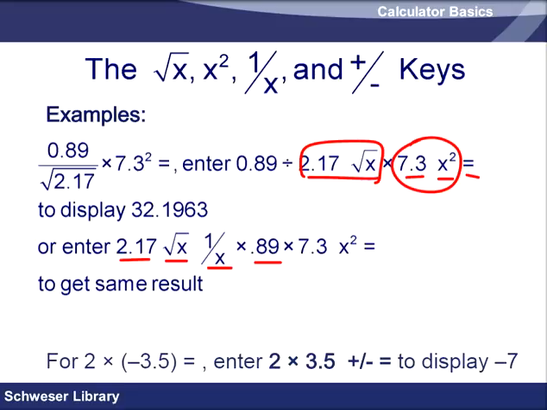Okay. So for 2 times minus 3.5, 2 times 3.5, change the sign to minus 3.5, and then equals to get the answer of minus 7. So a little bit of practice and you'll be very comfortable with these.